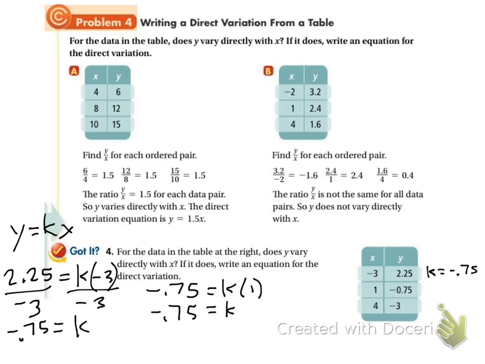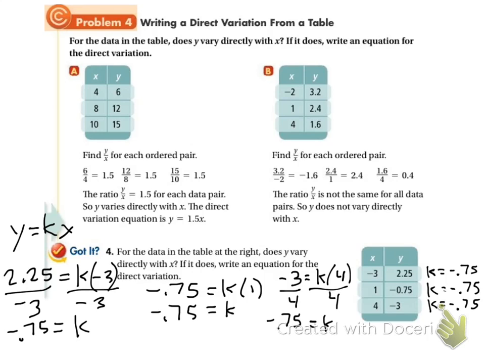So far, so good, right? It looks like it might be a direct variation. I just have to check one more point. So I'll plug in -3 for y and 4 for x, and solve for k. I divide both sides by 4, and again I get k equals -0.75. So I got the same thing for my k each time, so that means yes, this is a direct variation.